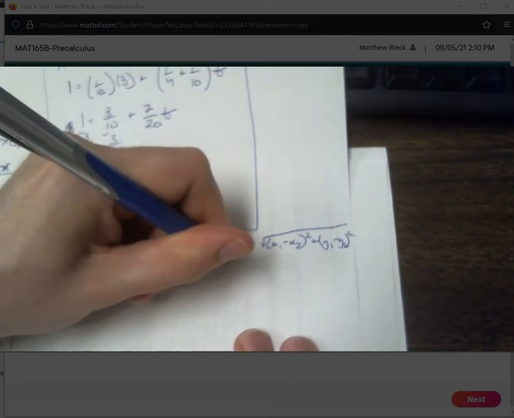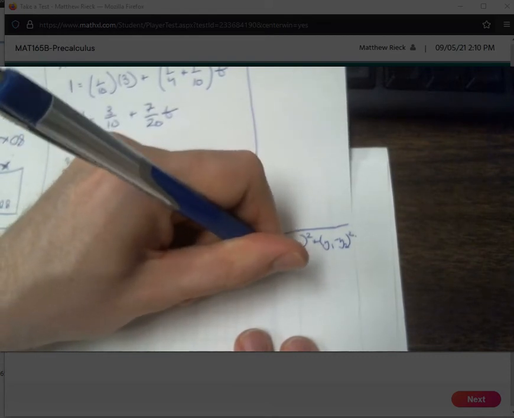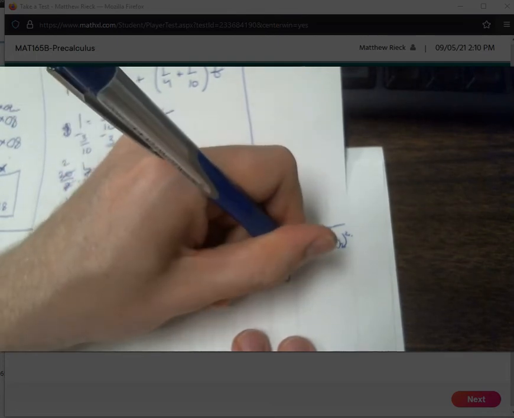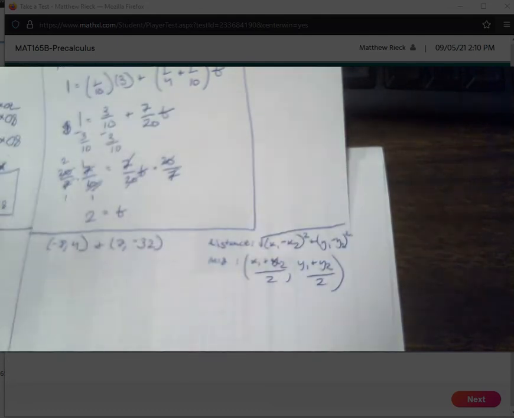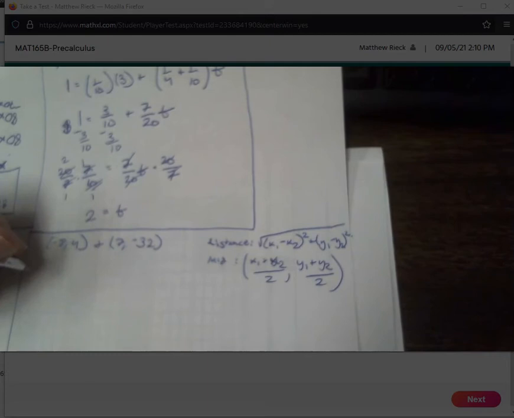And midpoint is just going to be the average of your x values, x1 plus x2 over 2, and then the y coordinate is going to be the average of your y values. All right, so those are kind of the 2 formulas that you just kind of need to have down. All right, so here we have my 2 points are -8, 4, and 7, -32.